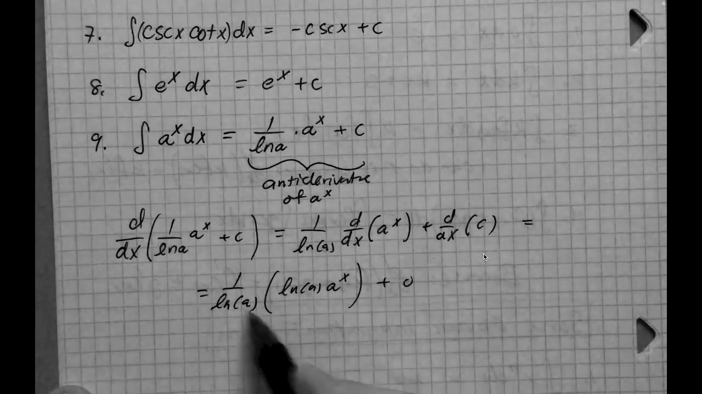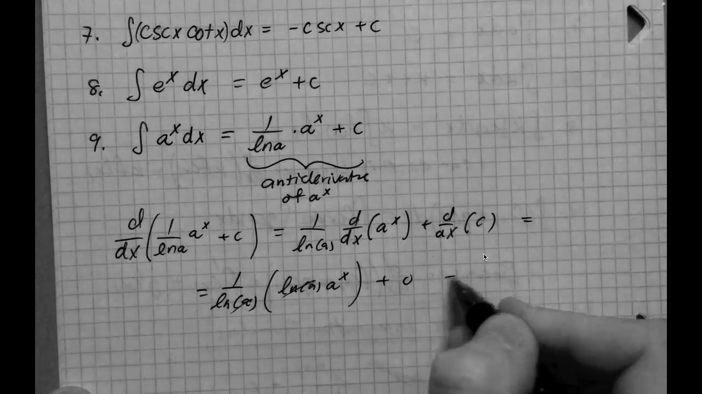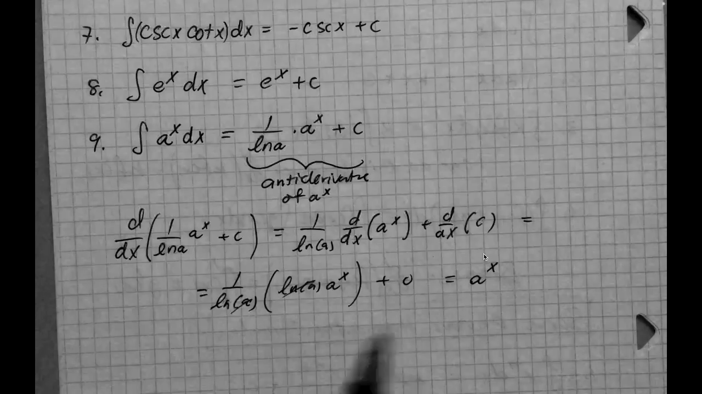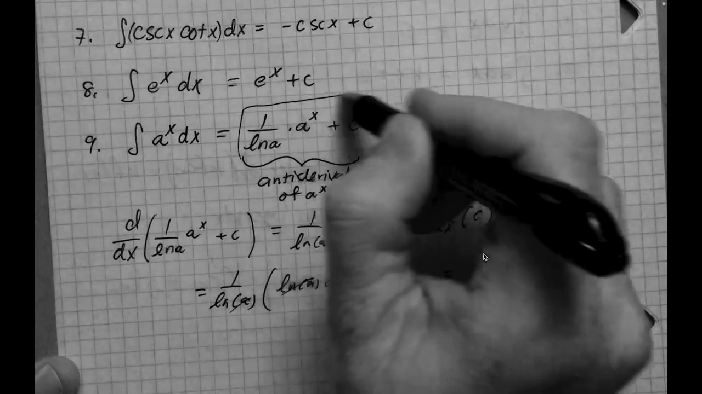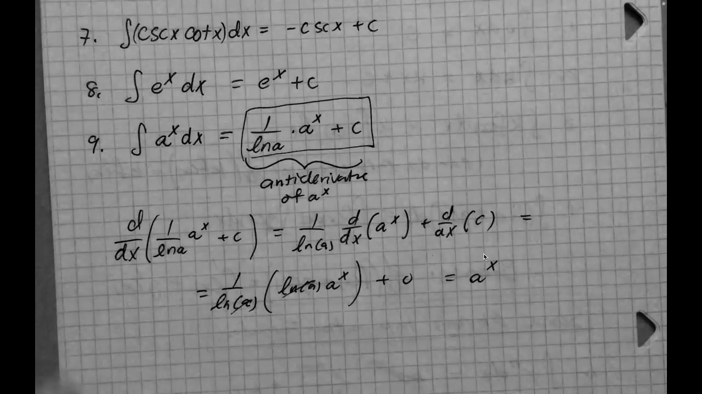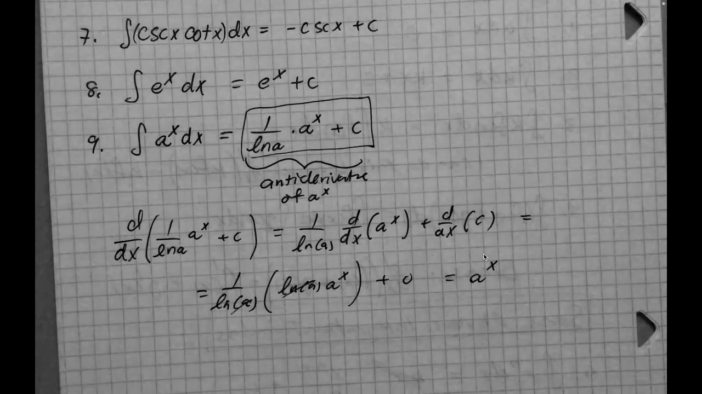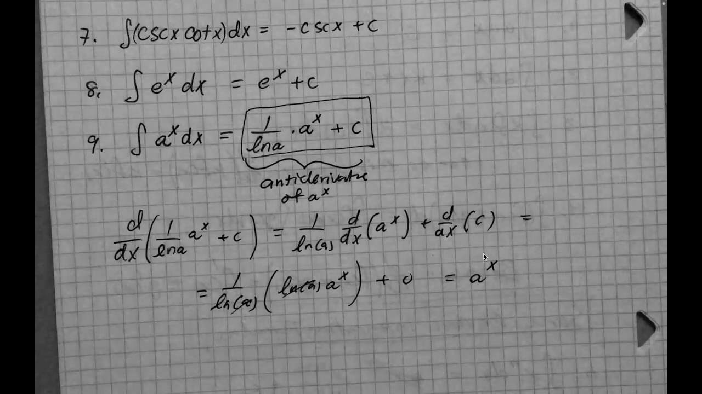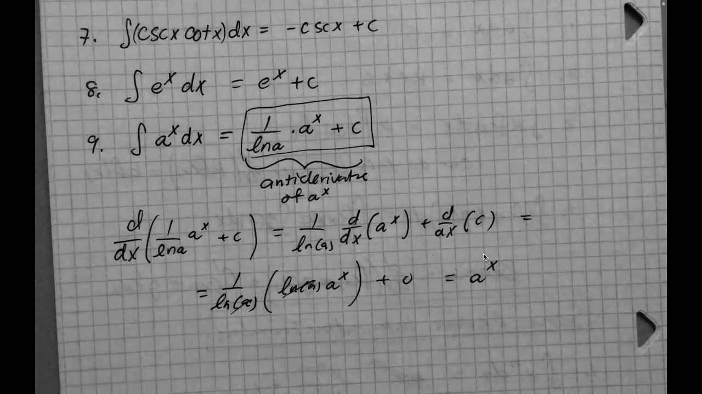Okay, and so that's where you get the cancellation, and then you just end up with a to the x. And so that's why you have this 1 over ln a in the front, right? It's simply because the derivative is what it is, and so that forces the integral to be what it is.